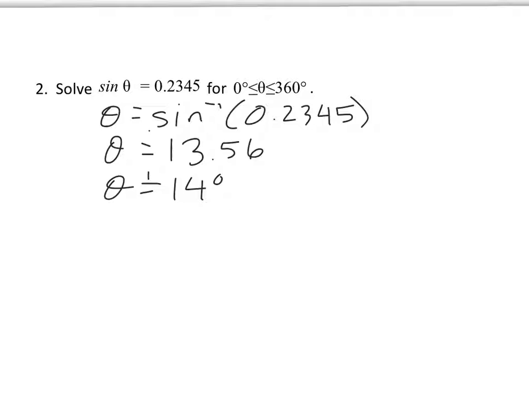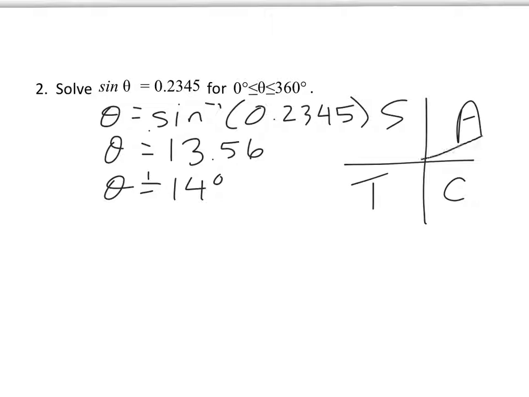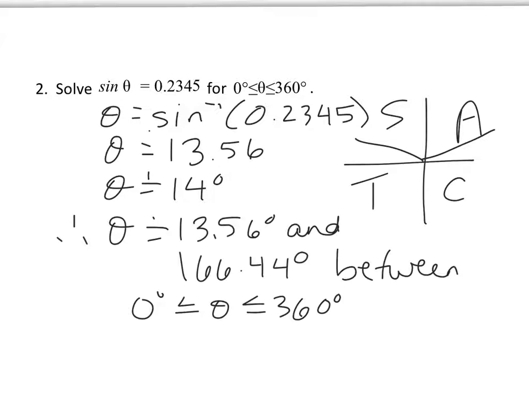And so now we have to go back to the CAST rule and say, all right, when are these sine values positive? Well, hopefully you can remember that they're positive in quadrant 1 and quadrant 2. So that means that the related angle in quadrant 1 and quadrant 2 will be 13.56 degrees. The nice easy thing about finding the terminal angle in quadrant 2 is we just take 180 degrees and subtract the related angle. So therefore, we have two values of theta between 0 degrees and 360, and they're 13.56 degrees and 166.44 degrees.